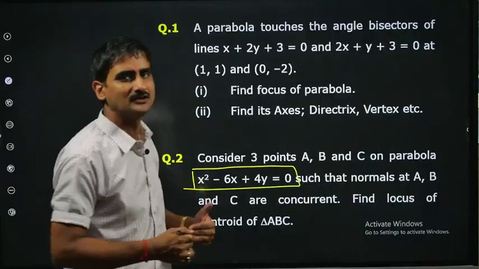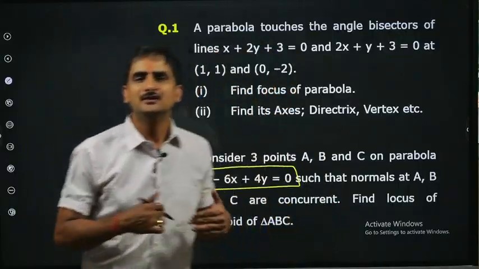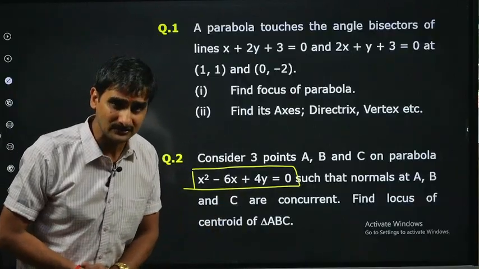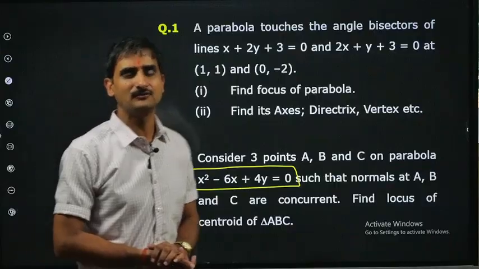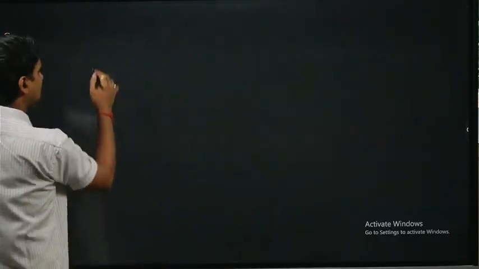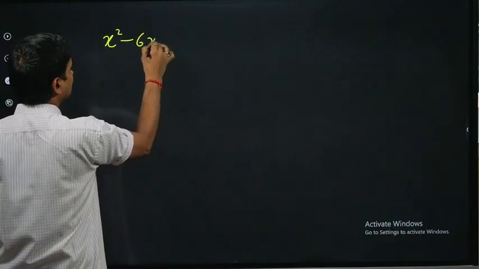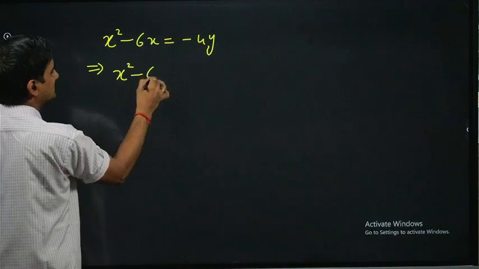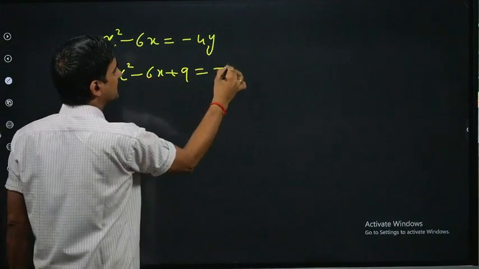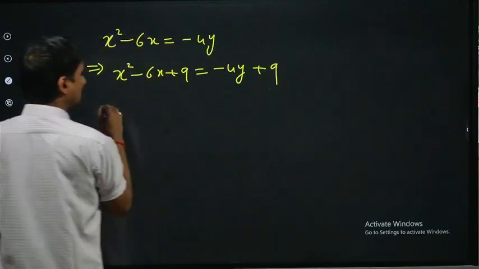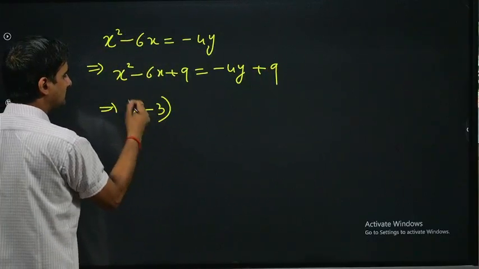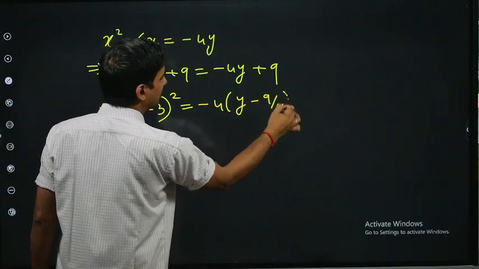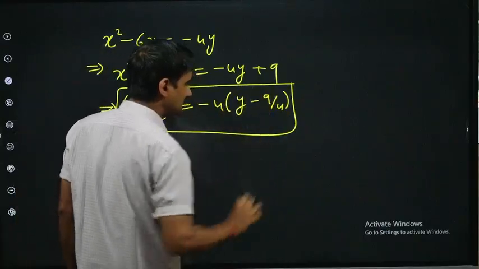Because when we say vertical or horizontal parabola, that means we can compare it with y square is equal to 4ax for a horizontal parabola and x square is equal to 4ay for a vertical parabola. So if I write it here, x square minus 6x is equal to minus 4y, and completing the squares, for that we need to just add 9 to both the sides: minus 4y plus 9. So we have (x minus 3) whole square, and taking minus 4 common, (y minus 9 by 4) here. Okay, so that's the parabola.